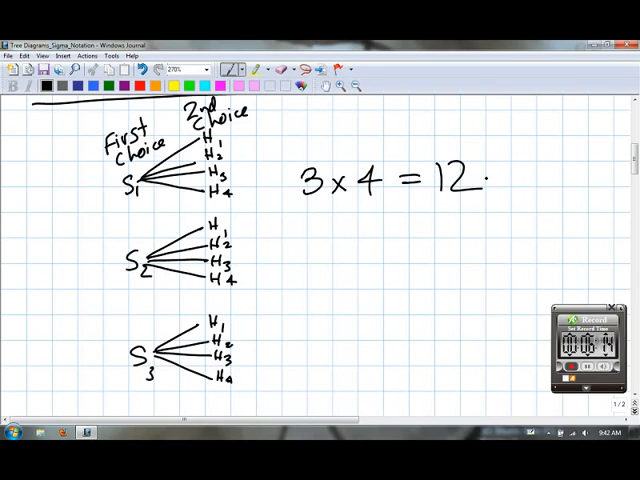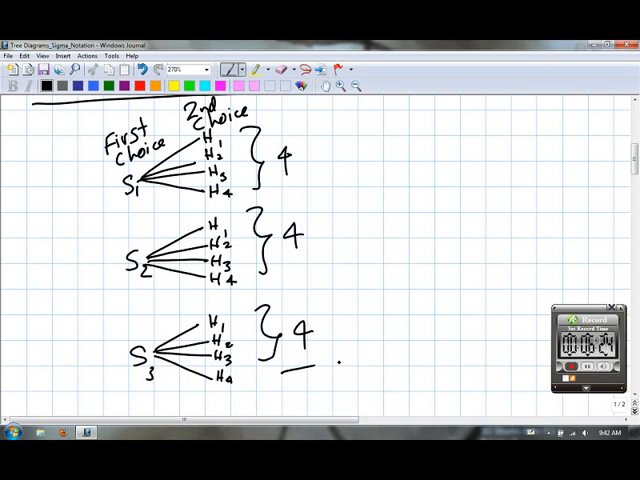12. And if we prove that by counting the leaves in the tree diagram, we can see that there's four here, there's four leaves here, and there's four leaves here for a total of 12. So it actually squares up with what we're going to learn as one of our first lessons in counting theory, the fundamental counting principle that 3 times 4 is 12. 3 being the number of outcomes of our first stage, and 4 being the number of outcomes of our second stage.